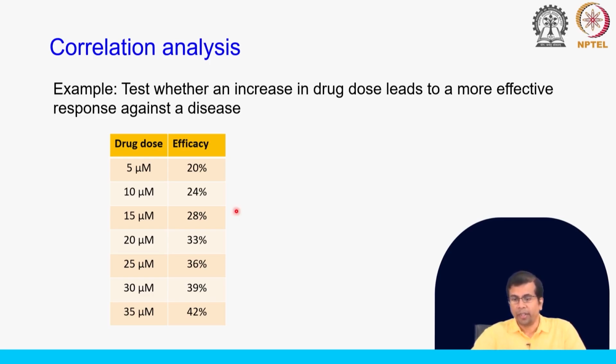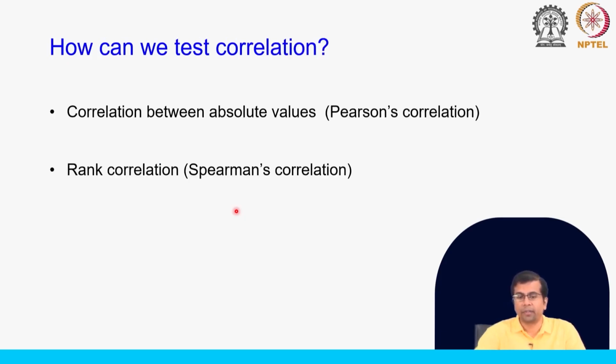Okay. So, how do we test correlation? There are two types of correlation we use. One is the Pearson's correlation, where we are actually correlating between absolute values. This is what it will look at, the absolute values, how they are changing between these two variables x and y, between these two columns.